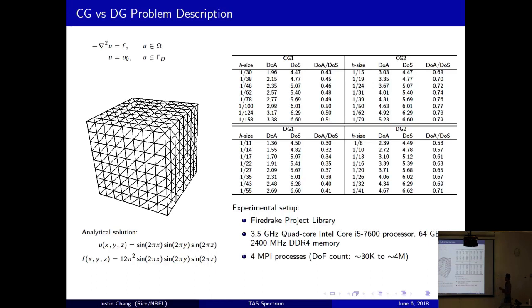And so I'm doing the method of manufactured solutions, and I'm looking at the continuous Galerkin and discontinuous Galerkin methods, and I'm doing one P refinement. So I have 4 test cases, and I've set up these problems such that all 4 discretizations have the same degrees of freedom count. That way, basically the computing work that needs to be done is roughly the same on this compute node, on this iMac that I have. So I'm using 4 MPI processes. The DOF count ranges from 30,000 to 4 million degrees of freedom.